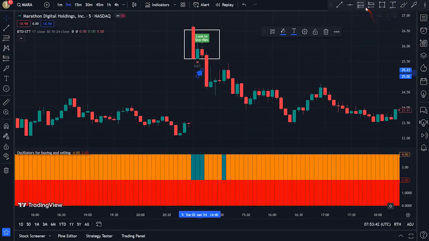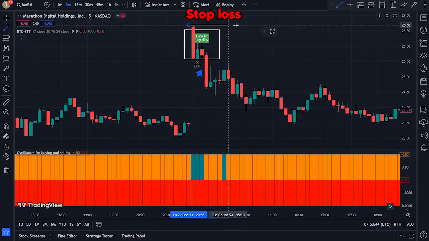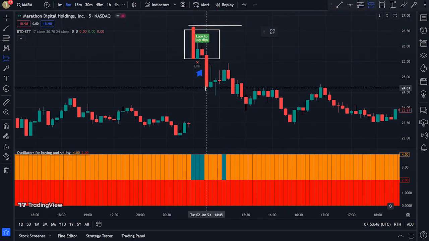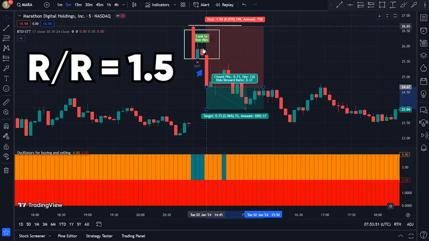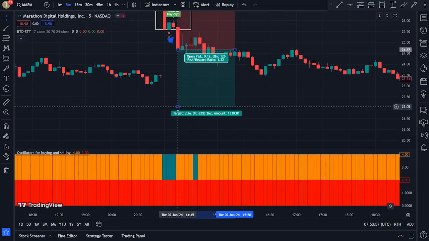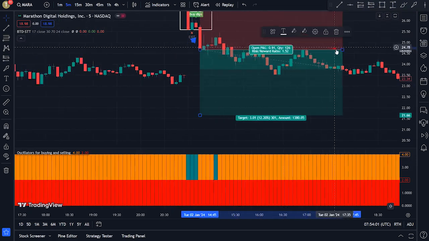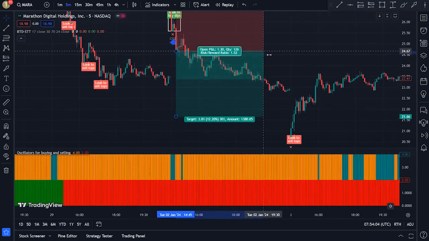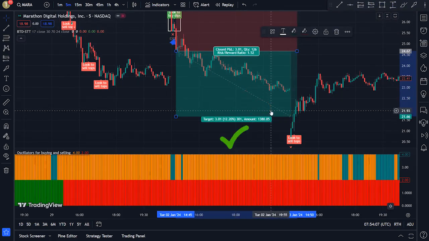Place a sell order and set the stop loss above the previous high of the market. And the risk to reward ratio will be 1 to 1.5. As you can see, the trade is closed with profit.